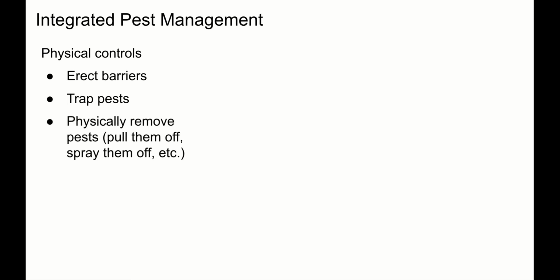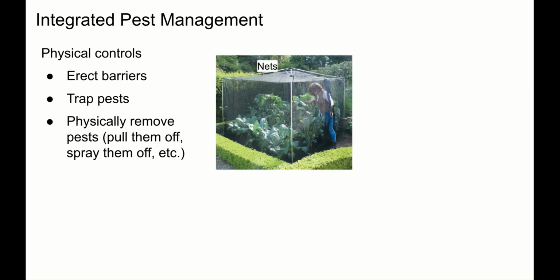Another category of pest management strategies is our physical controls. So we're physically controlling our pests and preventing them from accessing our crop. We might erect barriers, physically prevent pests from accessing our crops. We might trap the pests, or we might physically remove the pests, pull them off, spray them off with water, etc. Again, here are some examples.